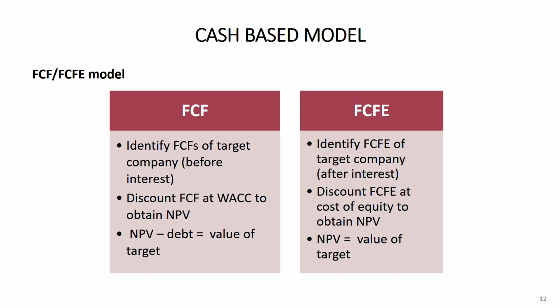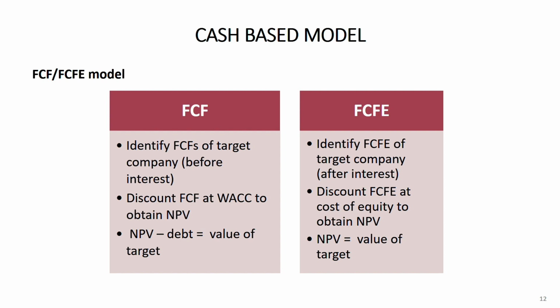Right? And when it's free, now go to the second one, FCFE, the first bullet point. Identify FCFE of target company after interest. So you can see if it's FCF, if there is no E in the end, it's before interest. If there is an E at the end, after interest. You have to learn it like this.